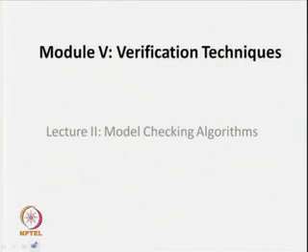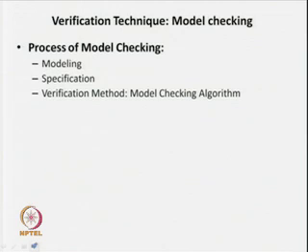In the last class, we discussed model checking. It is a verification technique, and in this technique we have three components. First is the modeling of the system. Second is the specification, where you have to give the property in some formal language, so that we can use some formalism to verify those properties in the model. The verification method that we are going to talk about is model checking.